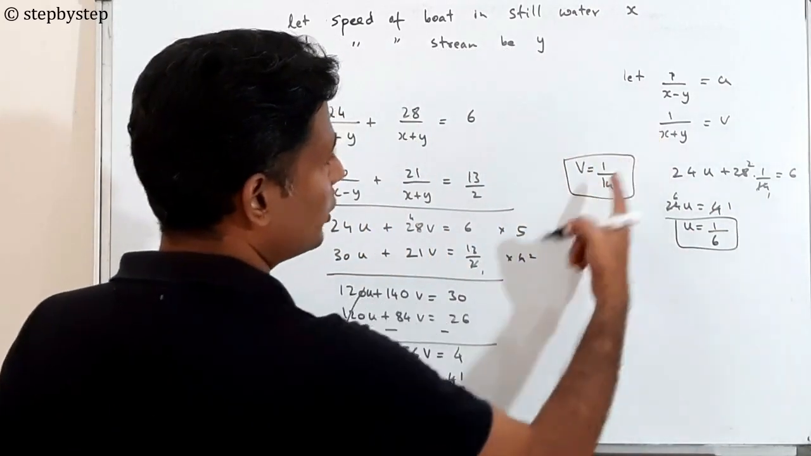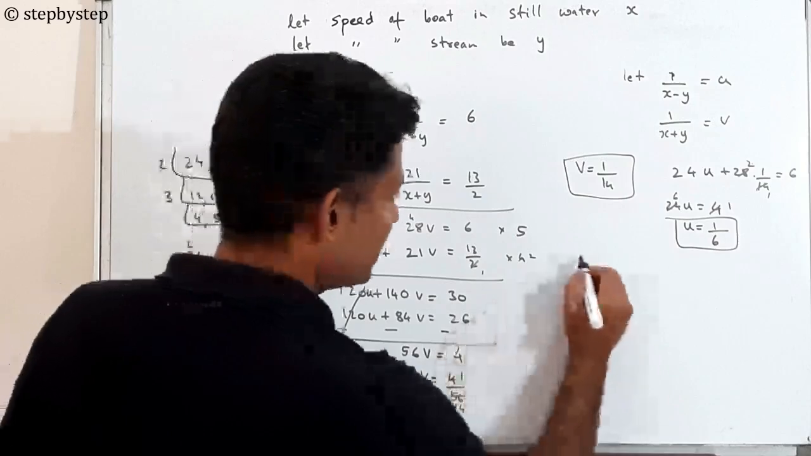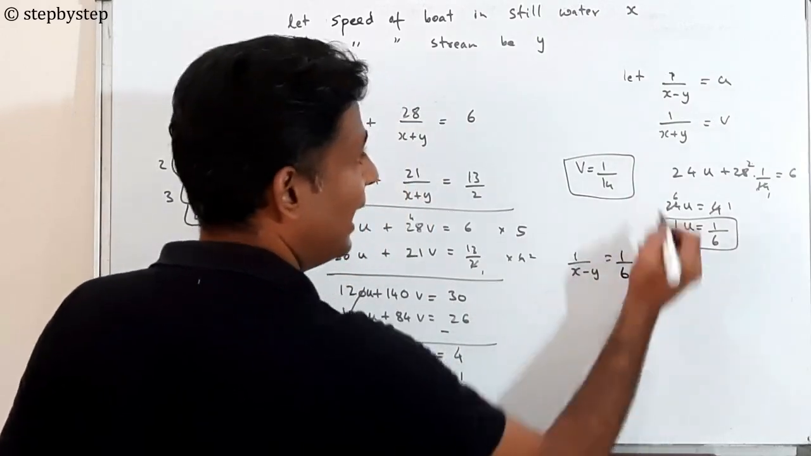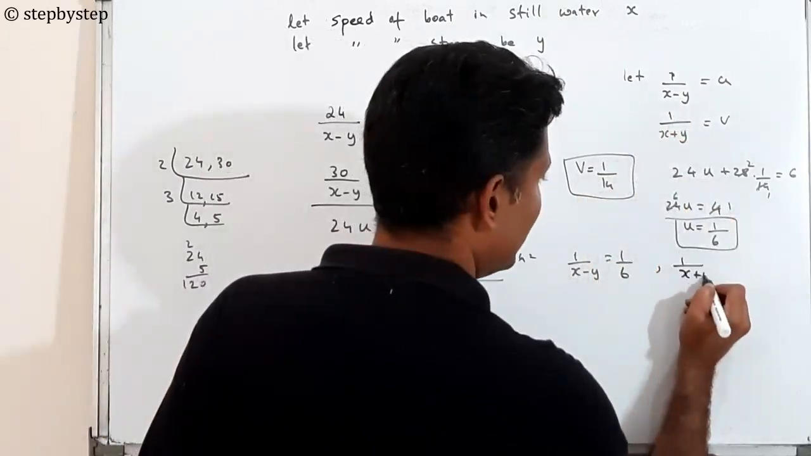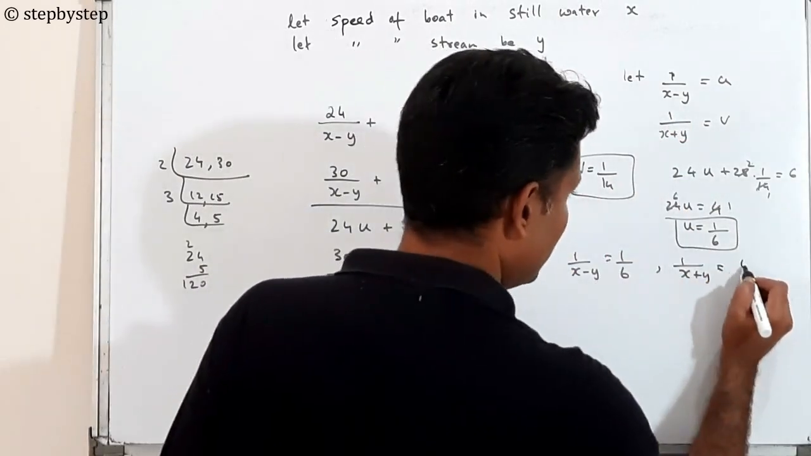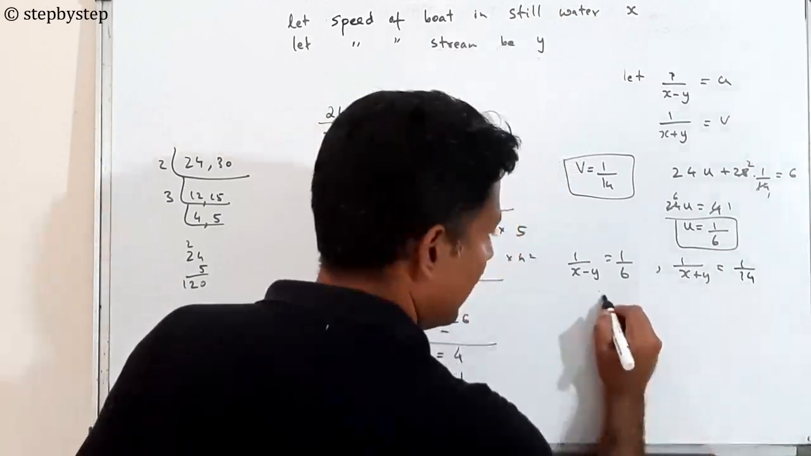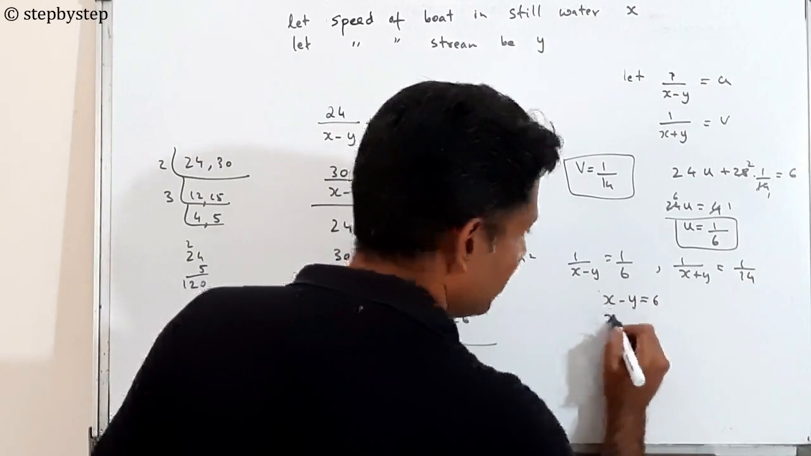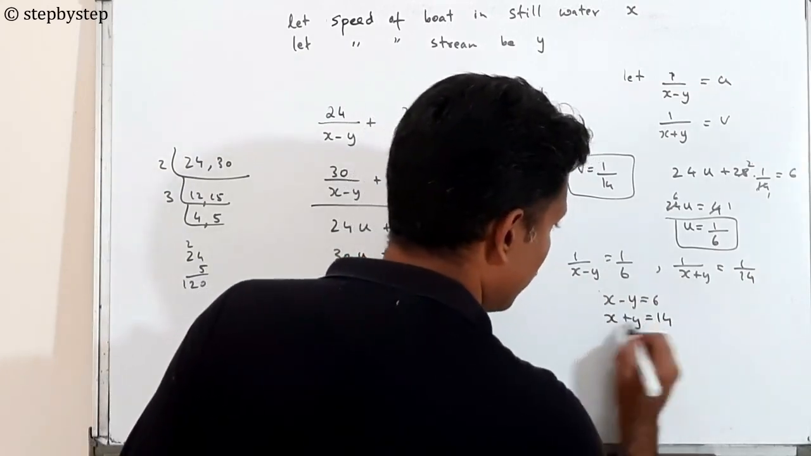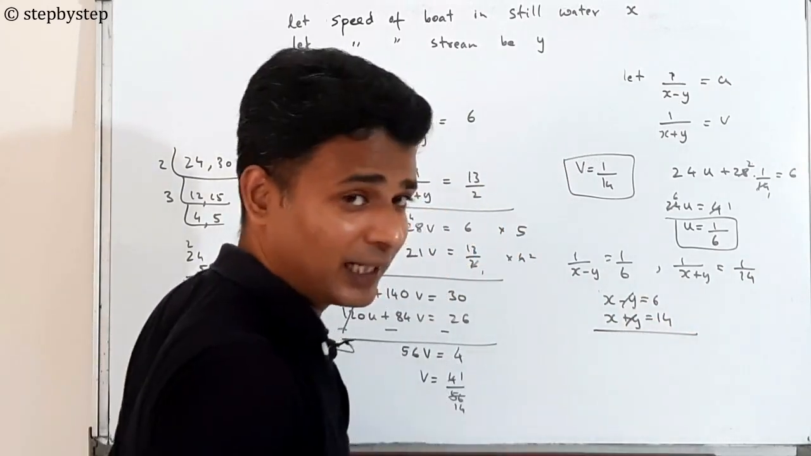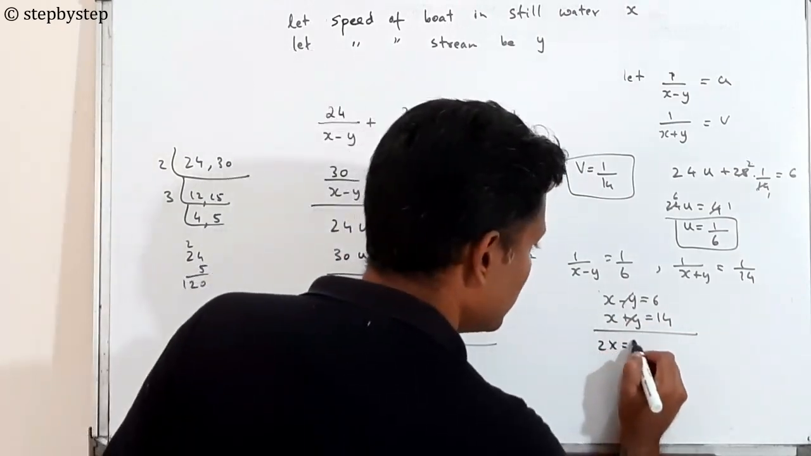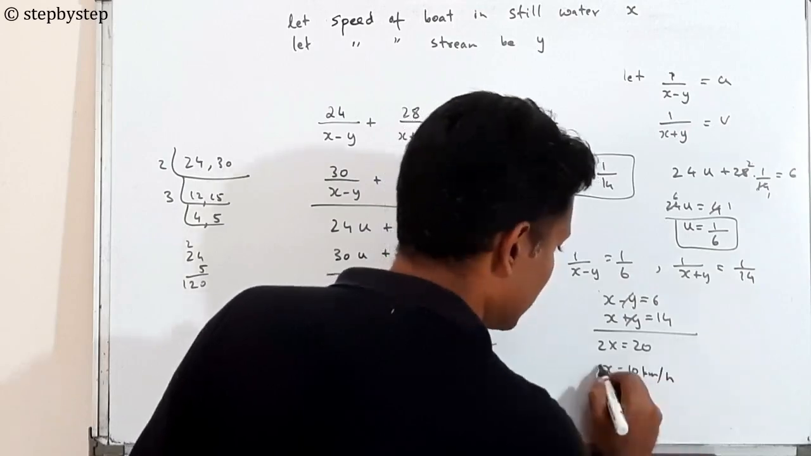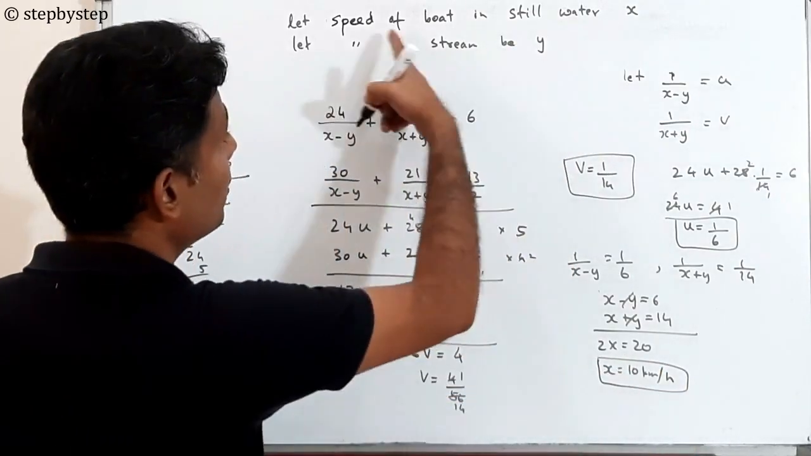Now taking these two, 1 by (x minus y) is u, that is 1 by 6, and 1 by (x plus y) is v, that is 1 by 14. So what do we get? x minus y equal to 6 from here, transposing, and x plus y equal to 14. We add; plus y minus y cancels, we get 2x equal to 20. So x equal to 10 km per hour. So we got the speed of the boat in still water.